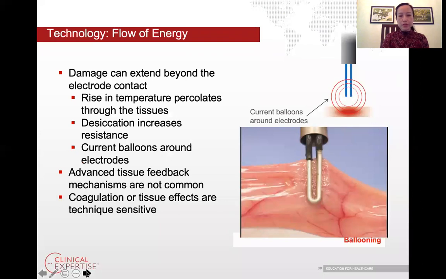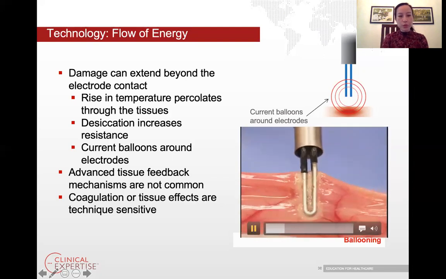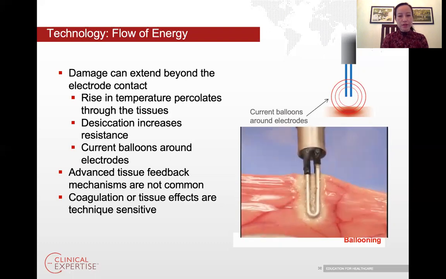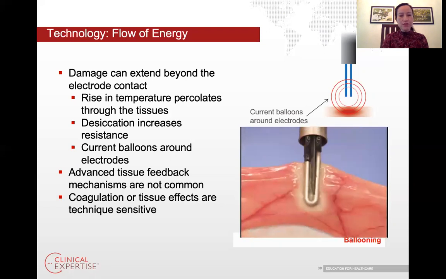Bipolar electrosurgery minimizes sparks as tissues are in direct contact with both electrodes. However, as the tissue desiccates, the resistance increases close to the electrodes. This causes the current to balloon around the electrodes. As a result, damage extends beyond the point of contact. Damage may extend even further as heat percolates to the adjacent tissues.